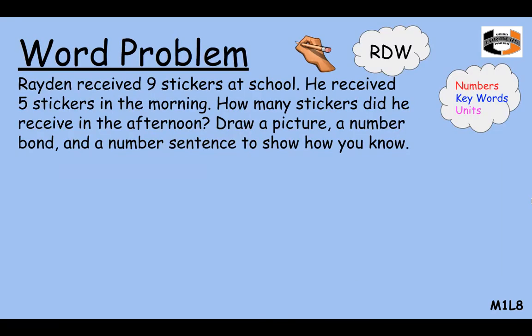Here is today's word problem. You see the hand with a pencil that reminds you to have something to write with, and you see the letters RDW. What does that stand for? Read, draw, write. Okay, we're going to go ahead and read the word problem. Raiden received 9 stickers at school. He received 5 stickers in the morning. How many stickers did he receive in the afternoon? Draw a picture, a number bond, and a number sentence to show how you know.